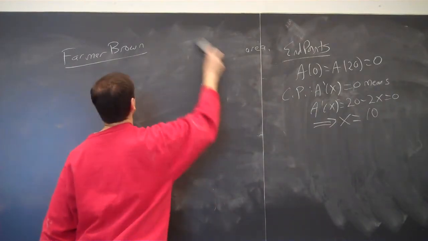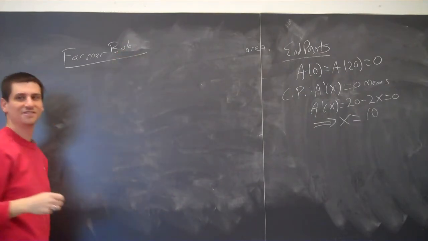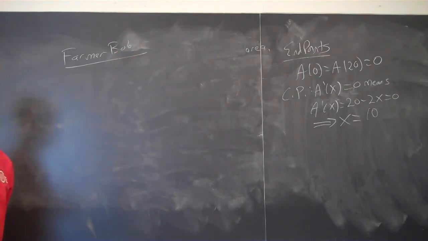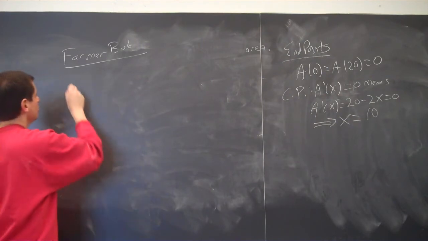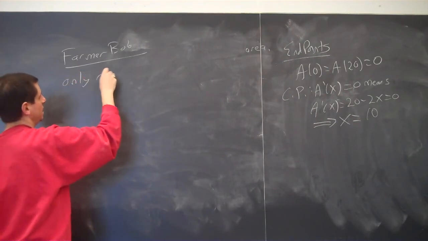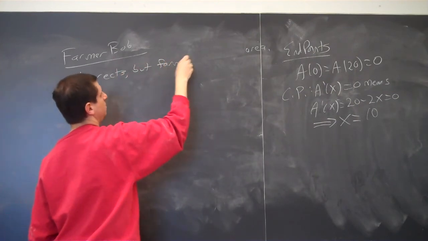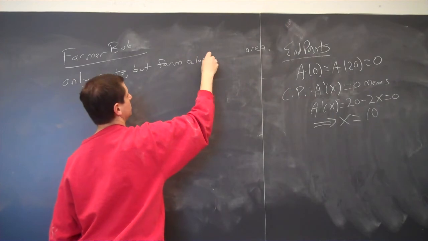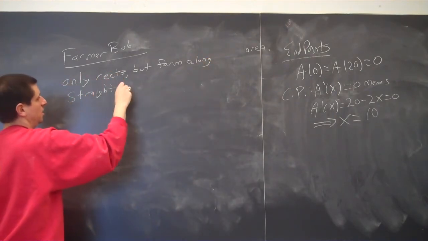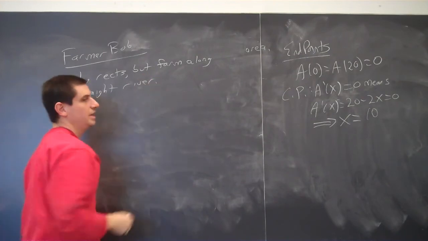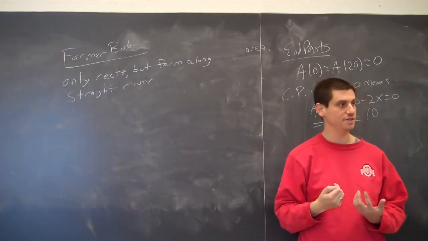So Farmer Bob also loves rectangles. I'm using the word "also," so it should be clear. Only rectangles, but the farm is along a straight river. And so the advantage that Farmer Bob has is he only has to do 3 sides of fencing.